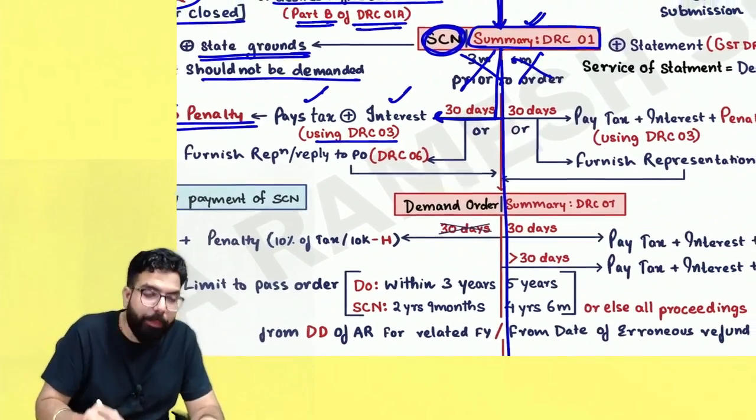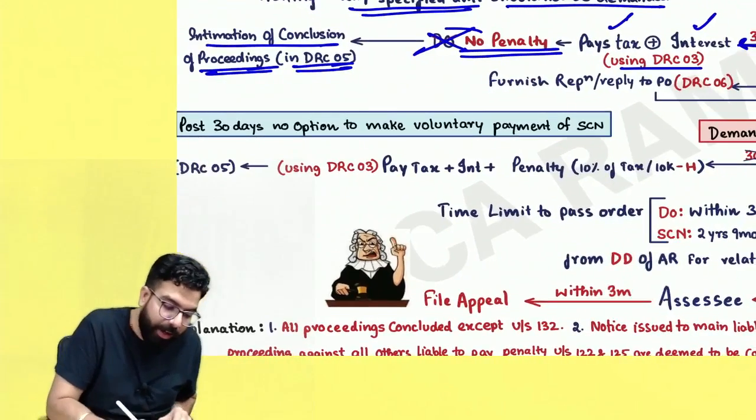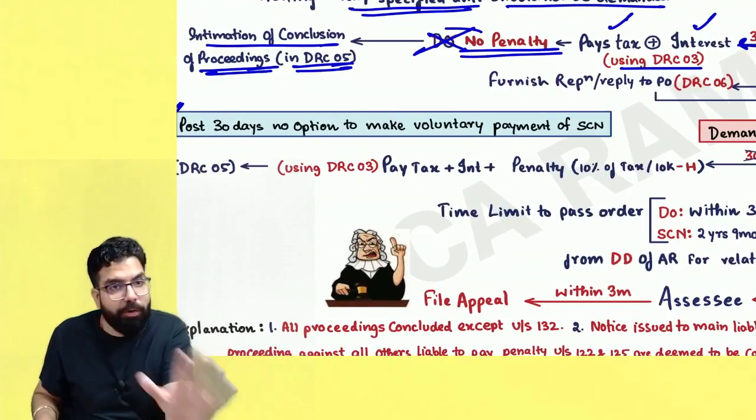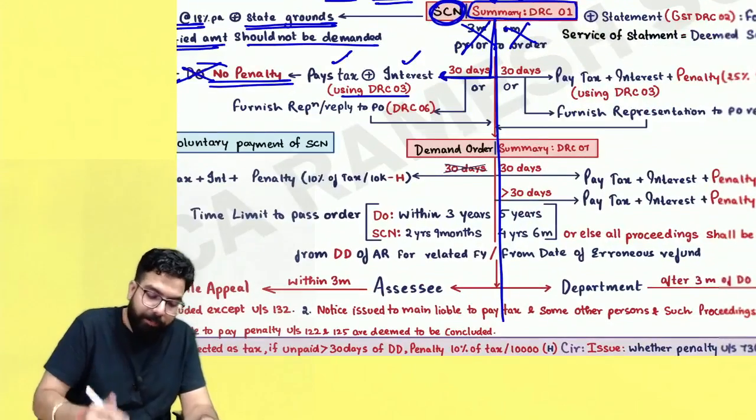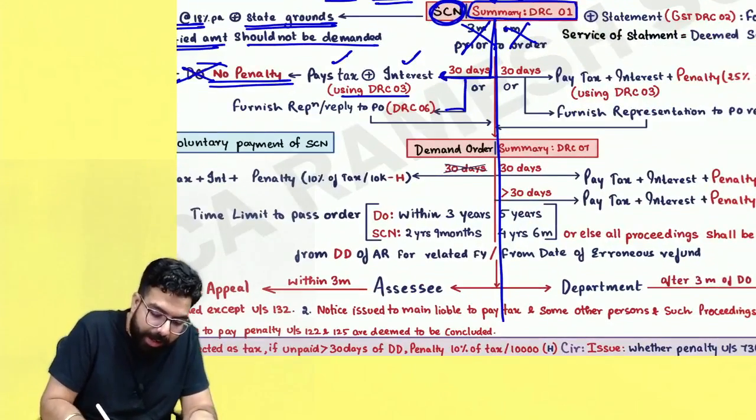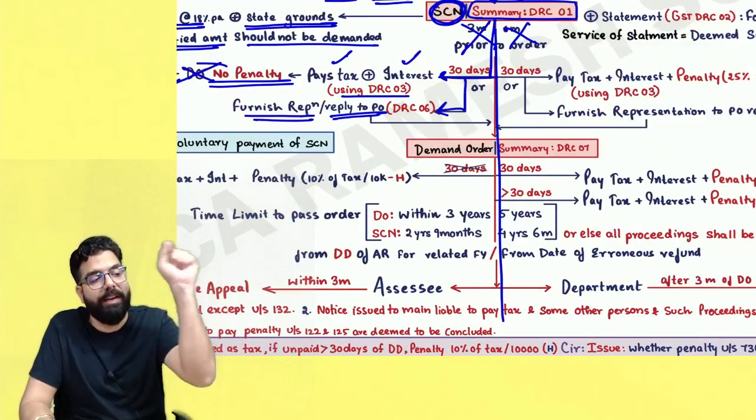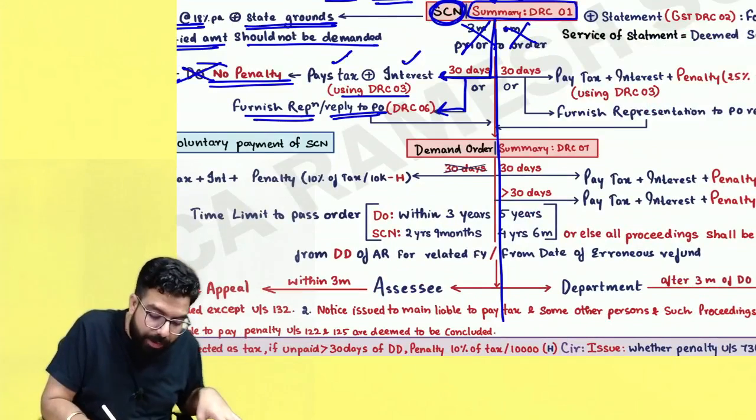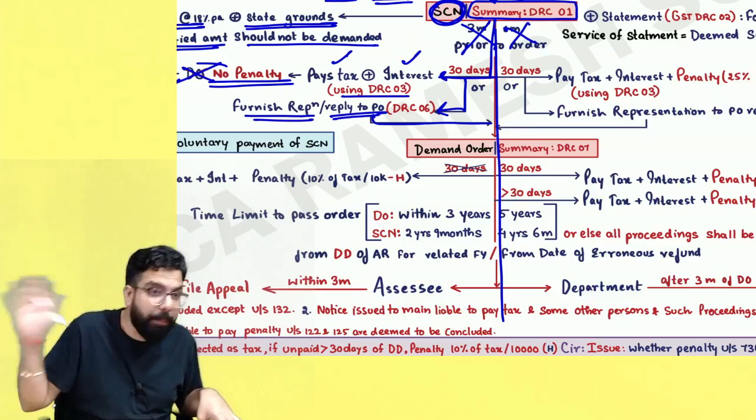But sir, if I don't make the payment, the time limit for voluntary payment of show cause notice is only 30 days. Post 30 days, you can't make voluntary payment of the show cause notice. Okay sir, if I don't make the payment, then I can start furnishing my representation or reply to the proper officer using GST DRC 06. Now I will make the payment, I will make the representation. If he likes the representation, might be chapter gets closed.